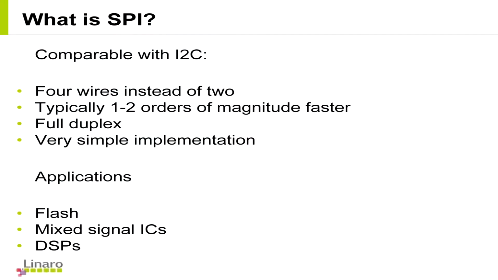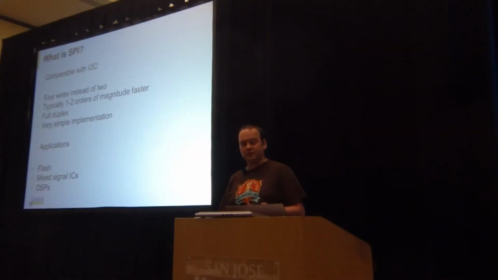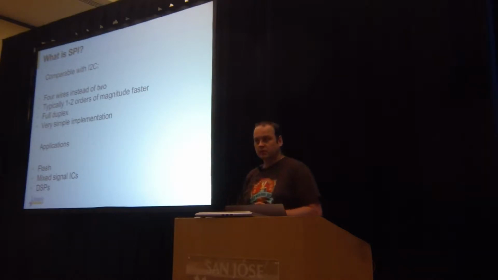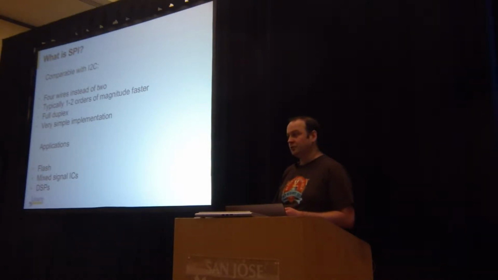SPI is also faster because it's full duplex, so if you've got an application that needs to send and receive data to a device, it can do both at the same time. It doesn't have to wait for the bus to become idle before it can switch from one to the other, and there's no overhead for addressing really. It's just asserting a logic level.